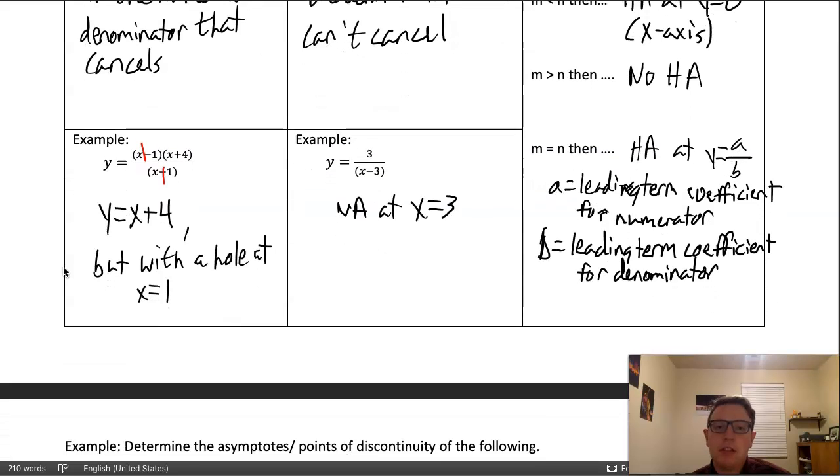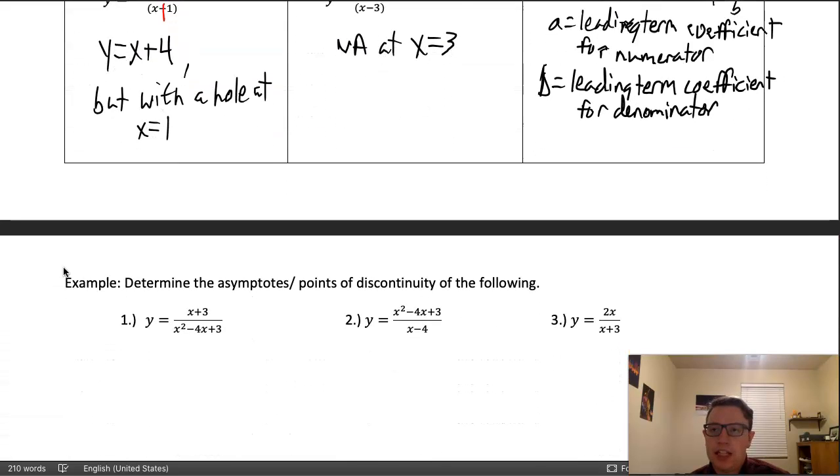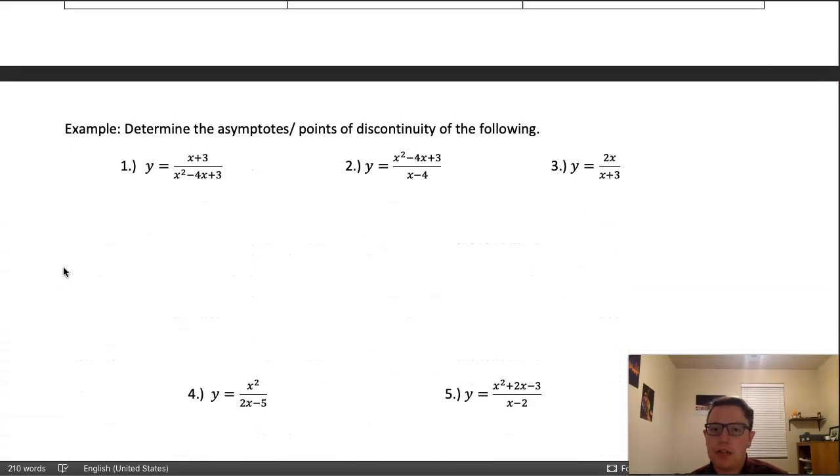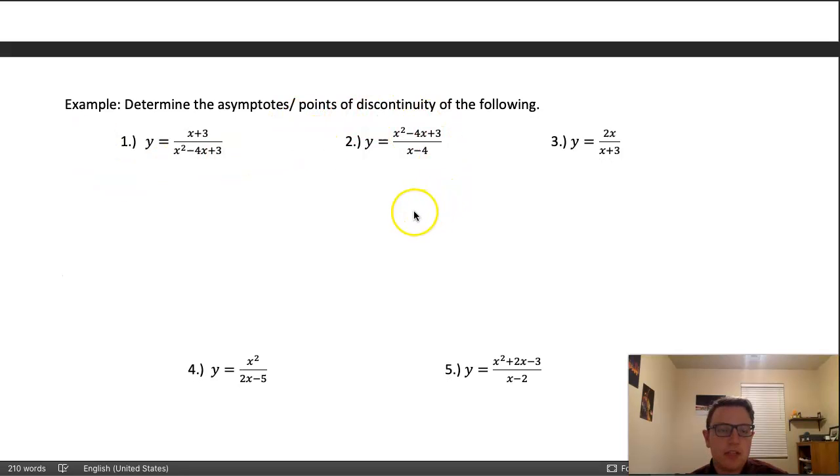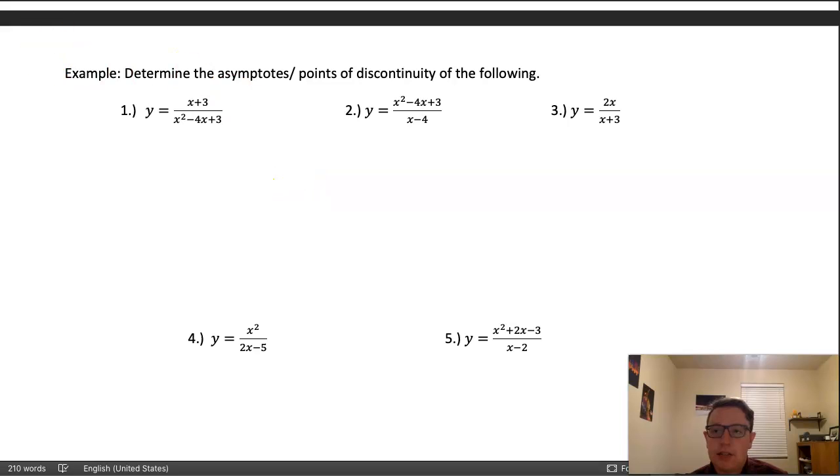Now we're going to look for holes and asymptotes, both vertical and horizontal. So asymptotes and points of discontinuity, or holes, in each of these. How do we do that? Well, we're going to need to factor all of our terms. So we're going to need to factor everything first.